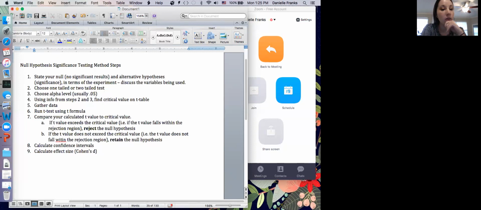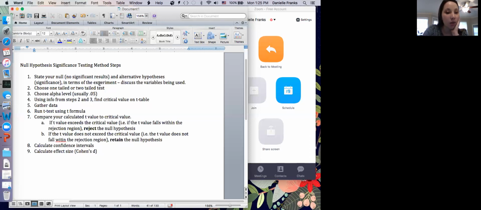Next thing we're going to do is pick an alpha level, usually 0.05. However, if you want to be more stringent, you can pick 0.01. 0.01 alpha levels are pretty common in medical research because we want to be really certain about a result before we go giving people drugs and that sort of thing. So if you want to be really conservative and really stringent, you could use a smaller alpha level, but most of the time we use 0.05.